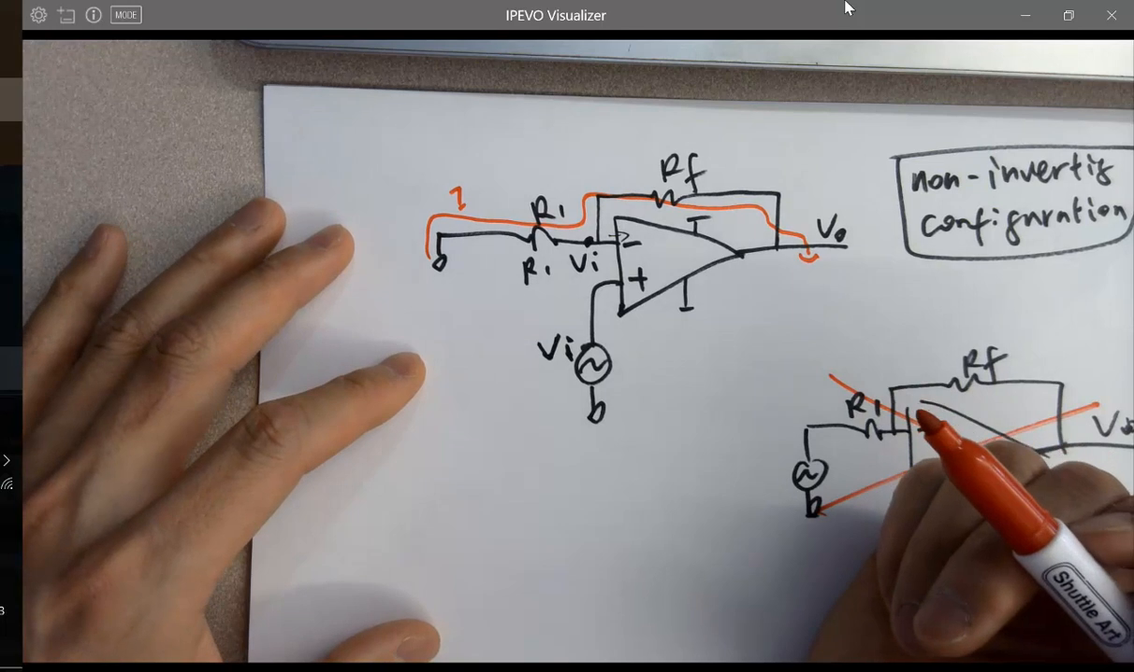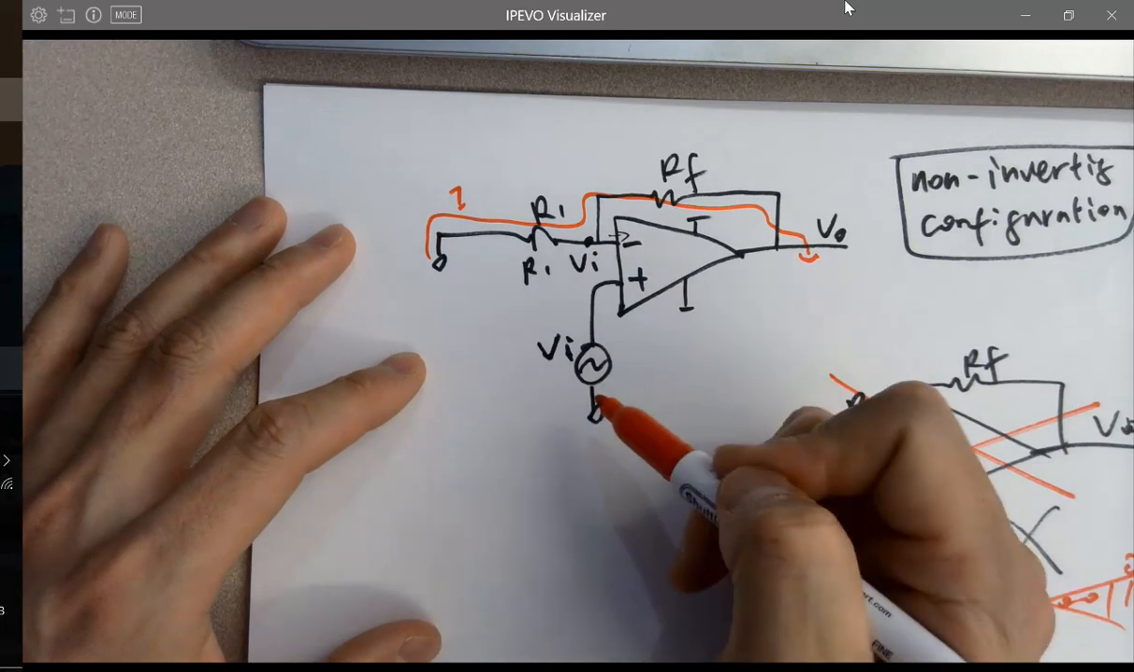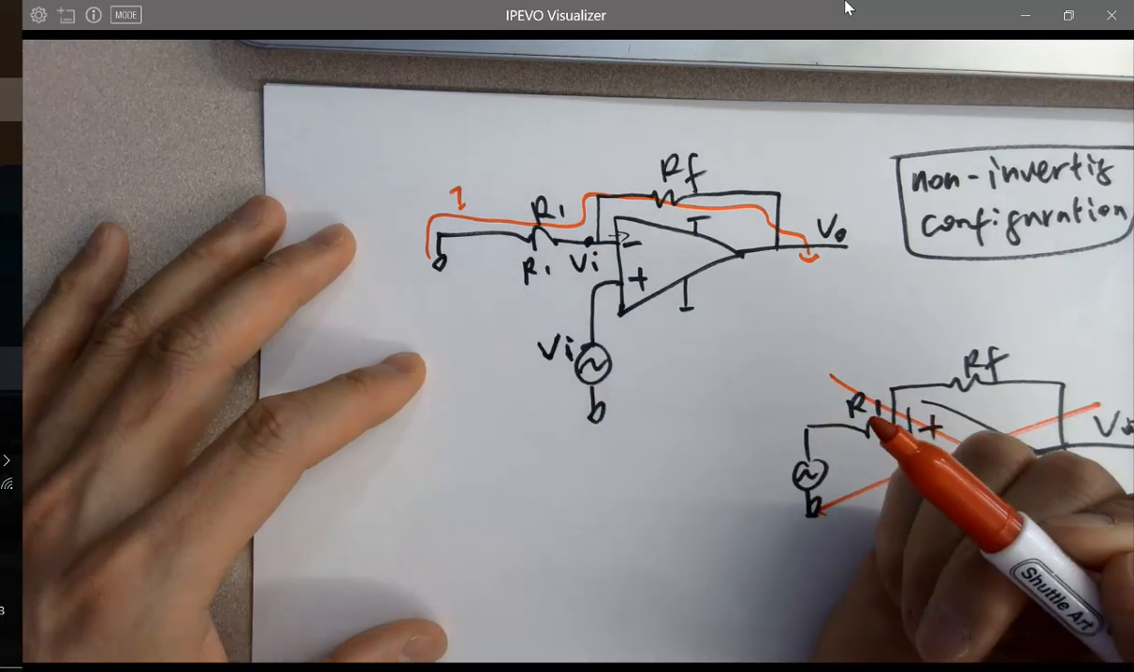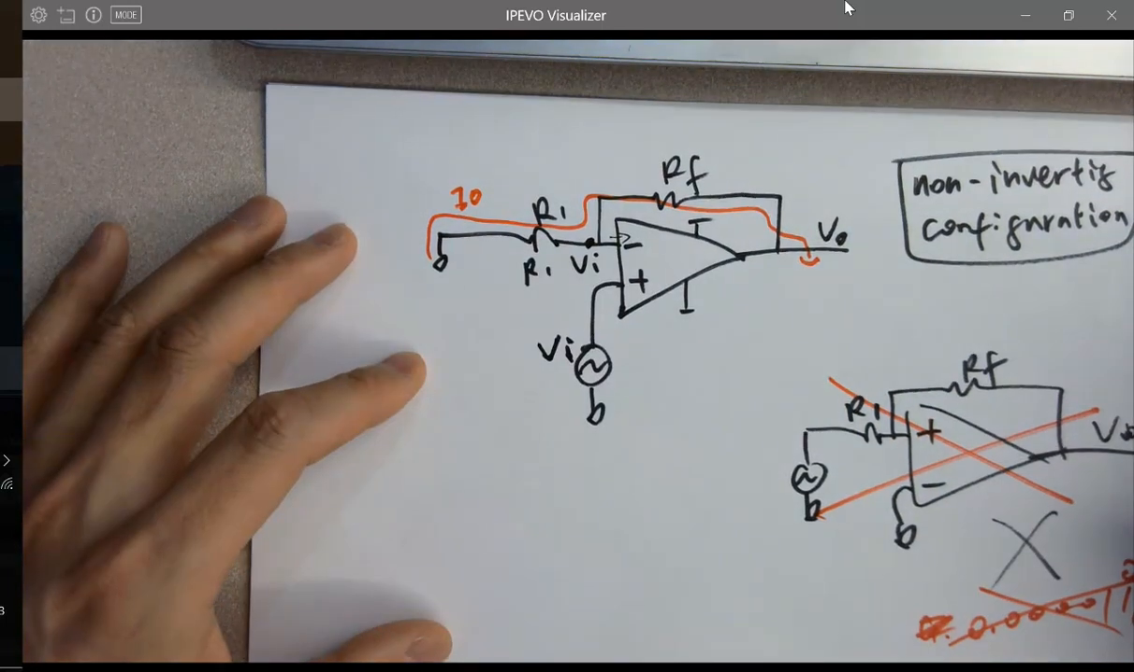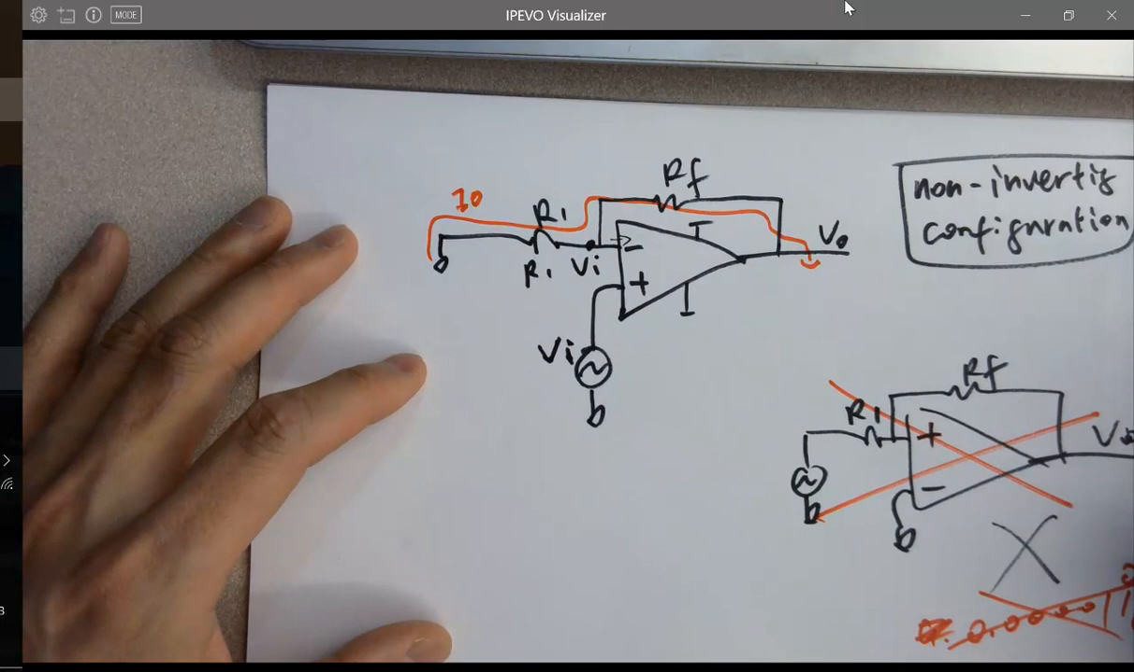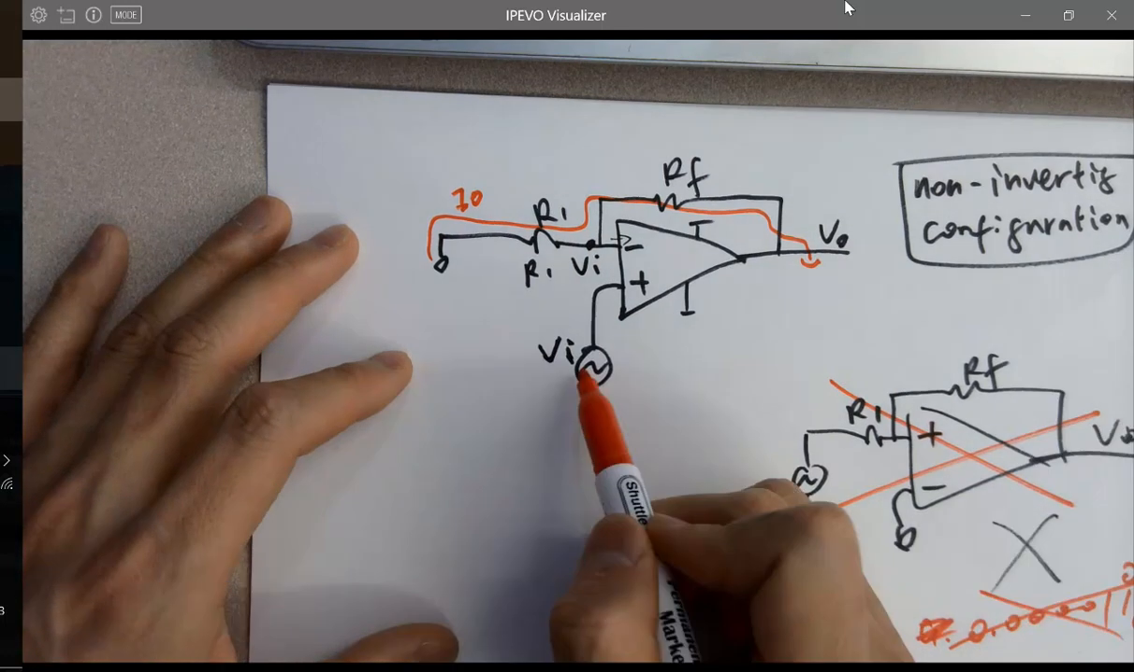VI is not going to be 0. VI is VI. Sometimes, probably, it can be 0. It's oscillating. This is the AC signal, right?